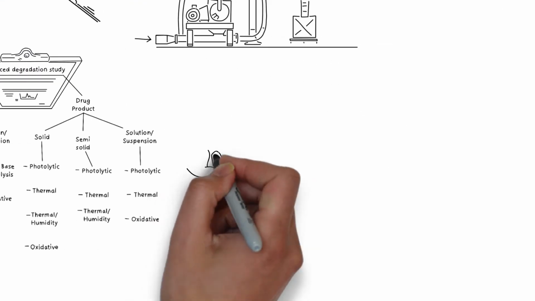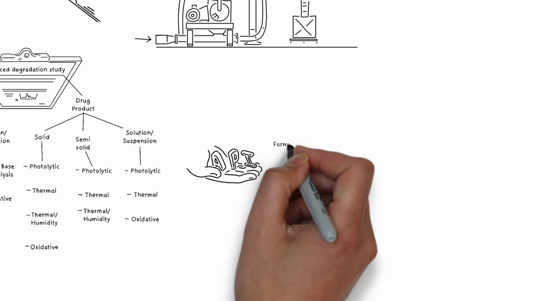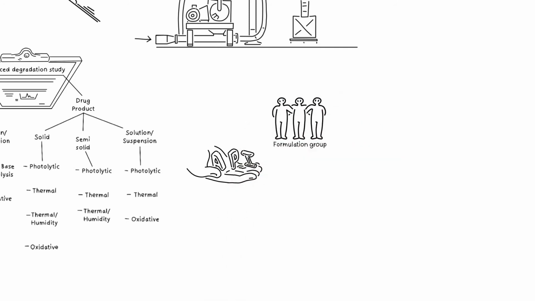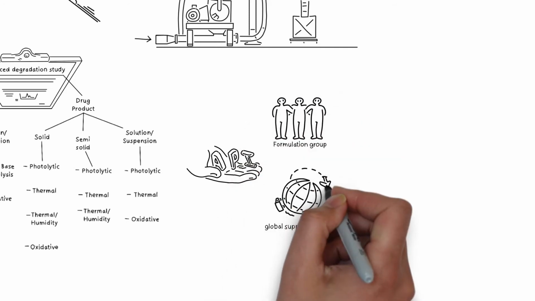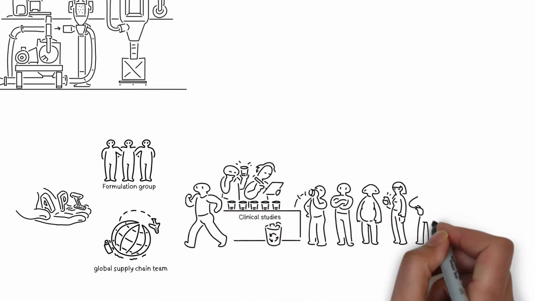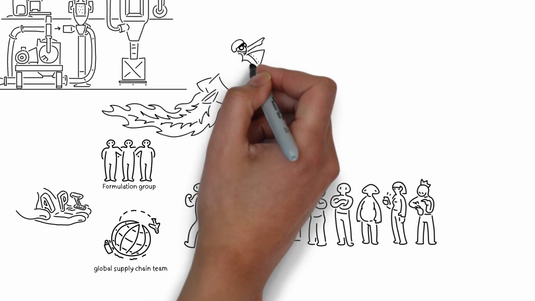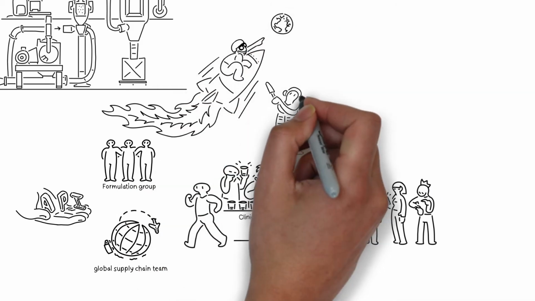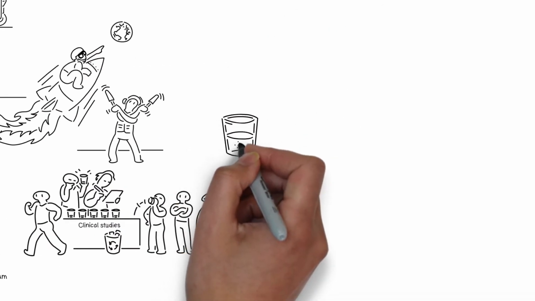When the API has met all the required specifications, it is handed off to the formulation group and the global supply chain team. The formulation group is responsible for formulating the drug product for preclinical and clinical studies and for commercial launch. The drug is formulated depending on how soluble the API is and the design of the clinical trial.